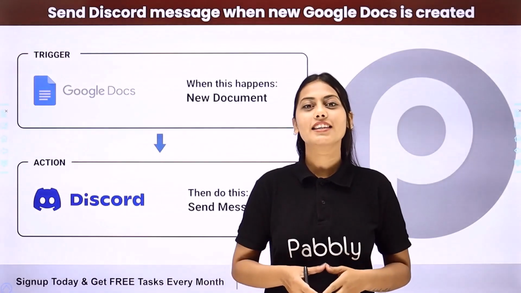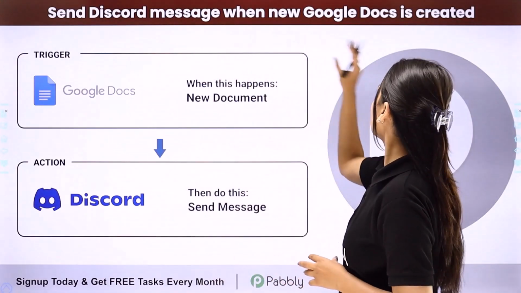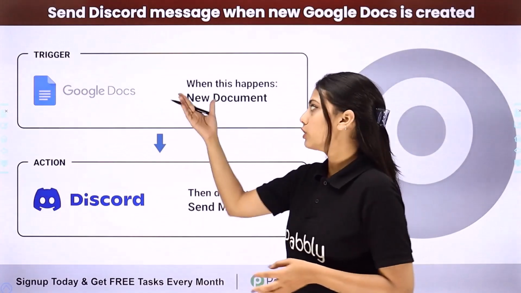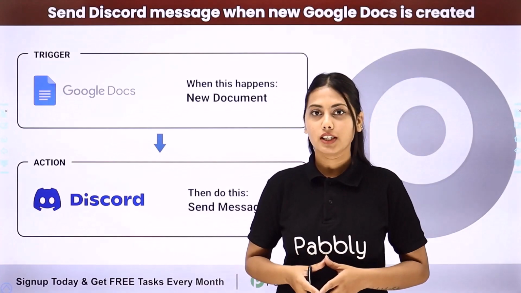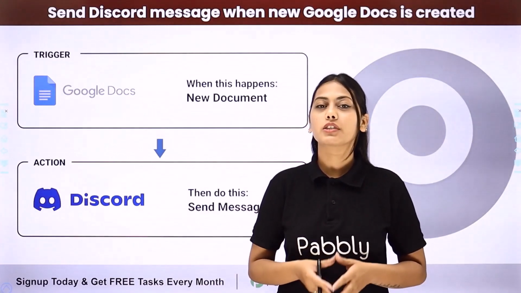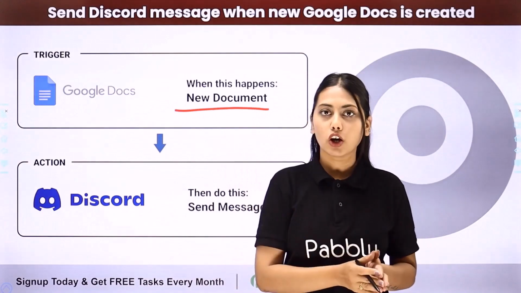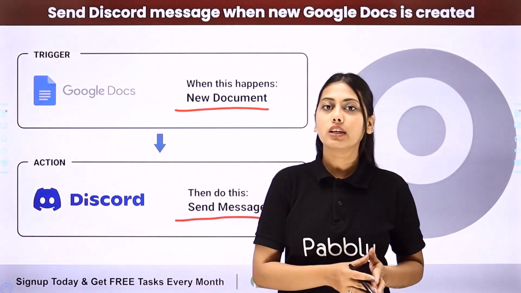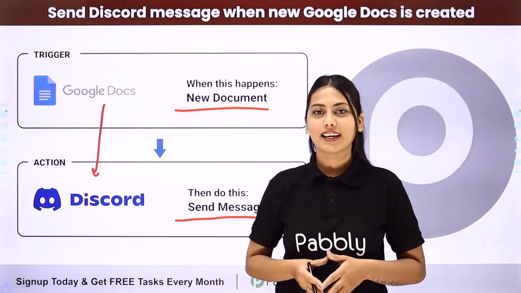Hello everyone, in this video we are going to learn how to send a Discord message when a new Google Doc is created. So whenever a new document is created in your Google Docs, a Discord message will be sent with the help of this automation. In this automation that we will be creating using Pabbly Connect, our trigger will be a new document created in Google Docs, and our action will be to send a message in Discord. So we will learn how to integrate these two applications. Let us learn how to do that.